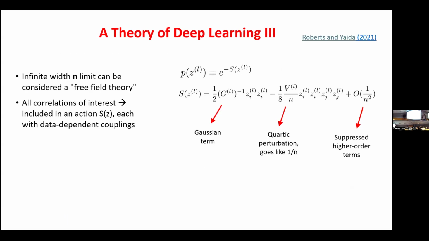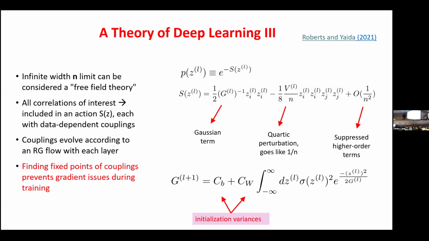So the last thing is when we look at the probability distribution for our functions, it's going to be expressed essentially as an exponentiated action. And we can think of all of our moments in the distribution as couplings in this action. And so these different couplings are going to be suppressed by powers of the width. And they're also going to have a dependence on the depth L up here.